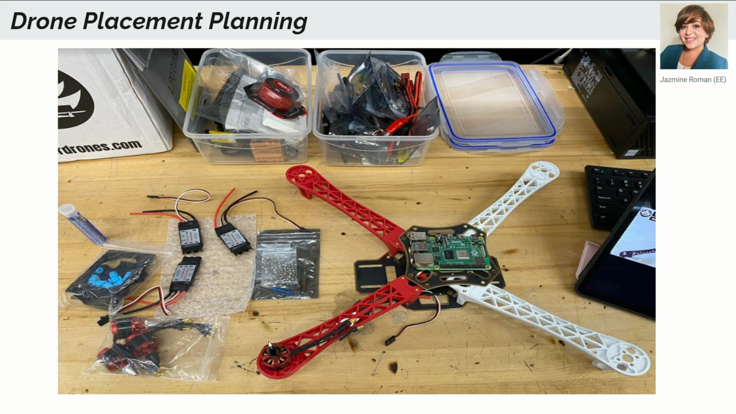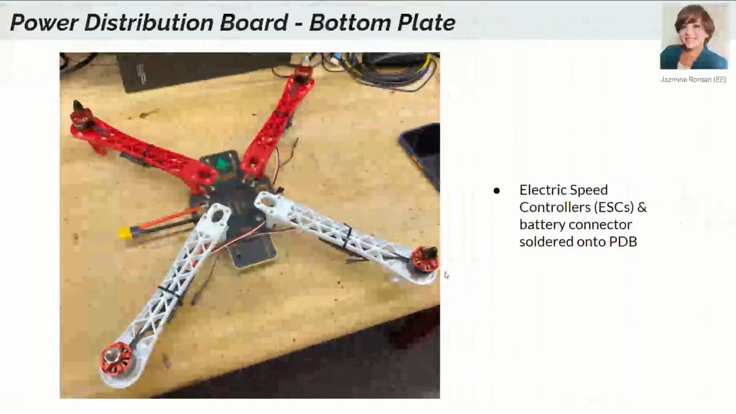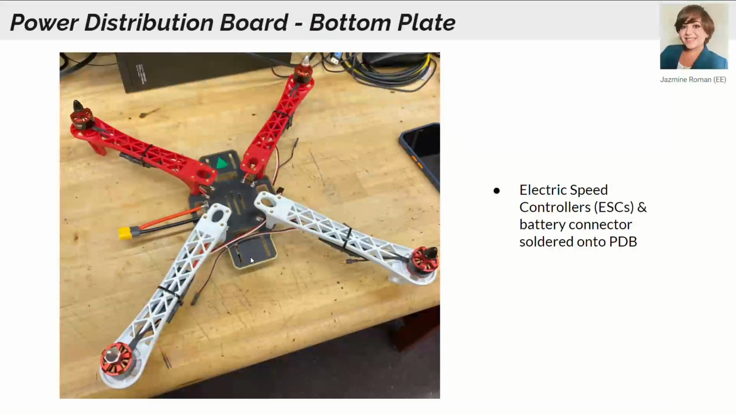bottom of each leg, and the vibration dampening plate, which would be at the bottom of the Raspberry Pi. Here we have just the bottom plate shown with the legs attached. The bottom plate is the power distribution board, so we did go ahead and solder each of the electric speed controllers to the bottom plate and the power adapter to the bottom plate. And then the motors are going to hook into each electric speed controller. I went ahead and labeled the front side of the drone, and the front side of the drone will be the red legs.